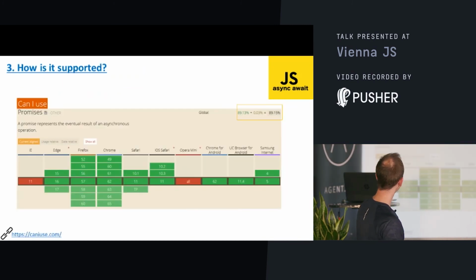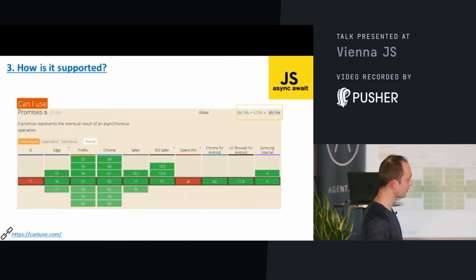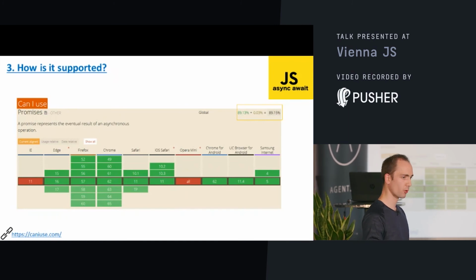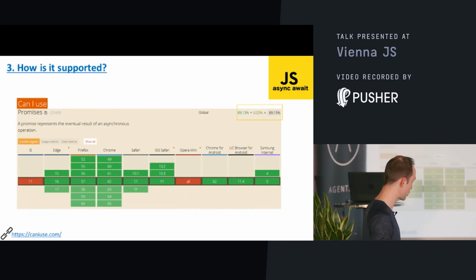My third question was, how is it supported, especially for the front end? And we have global coverage of 90%, but especially Internet Explorer makes problems again. And because the workout generator, Sport BI, is mainly used on mobiles, it's a topic, because mobiles are also not so well supported by JS async await.